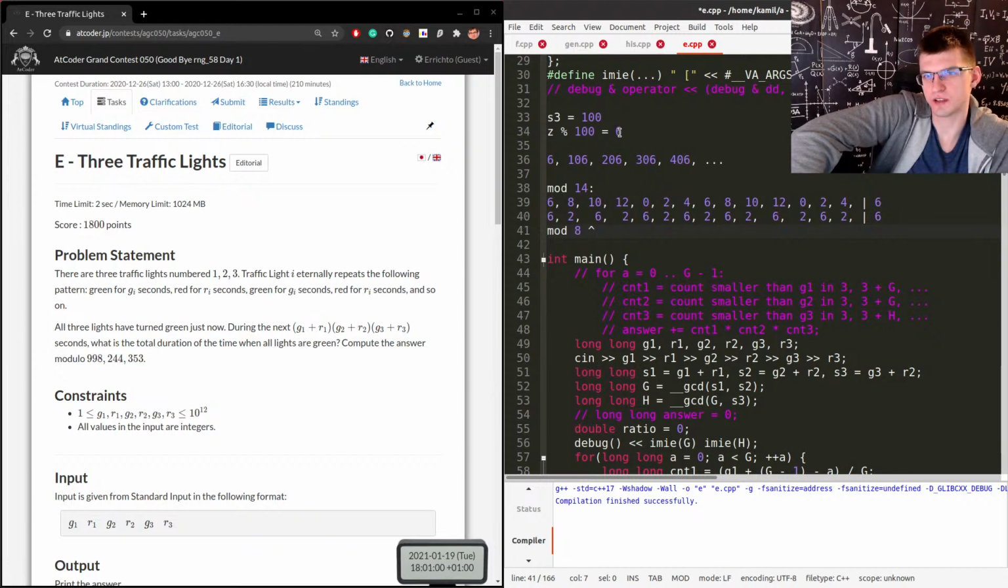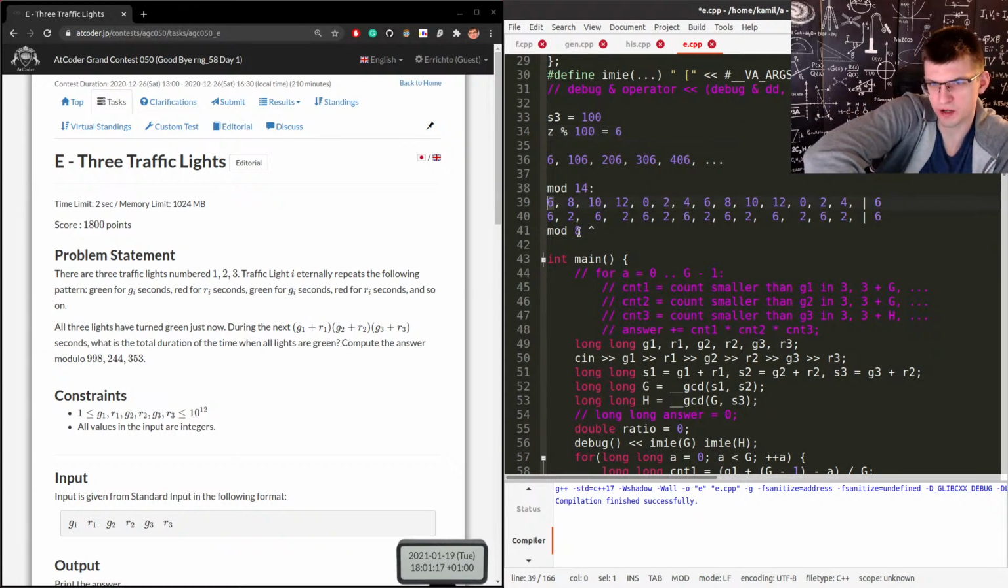That was for 6. The sizes of those cycles don't change. I need to check every remainder here from 0 to green 1 minus 1. So instead of 6, this might be a different number. This might be a different number. Cycle size, so the length of this will not change.